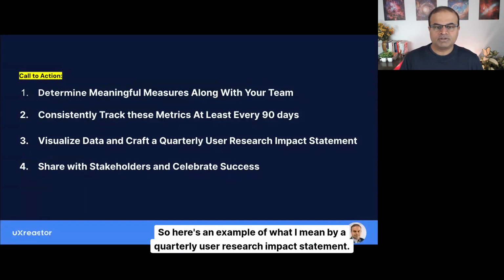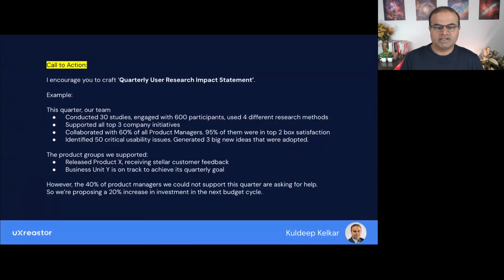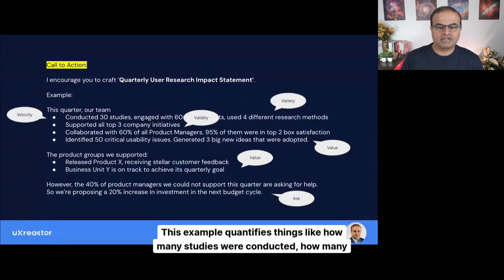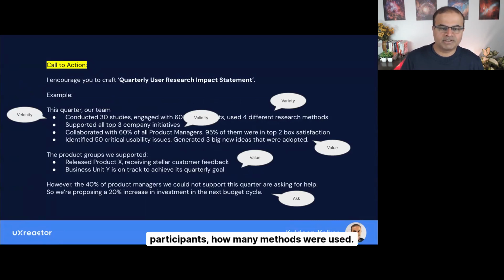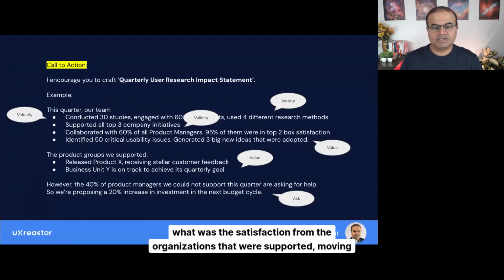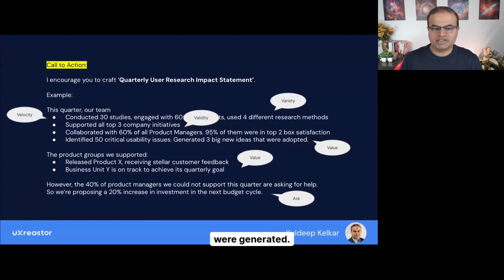So here's an example of what I mean by a quarterly user research impact statement. This example quantifies things like how many studies were conducted, how many participants, how many methods were used. These are again effort metrics. Right? How many product organizations were supported, which ones were not supported, what was the satisfaction from the organizations that were supported, moving you into the value metric of how many issues were identified or how many ideas were generated.